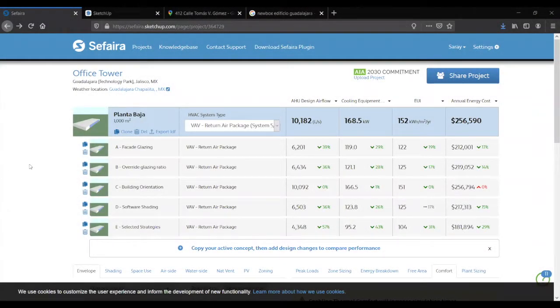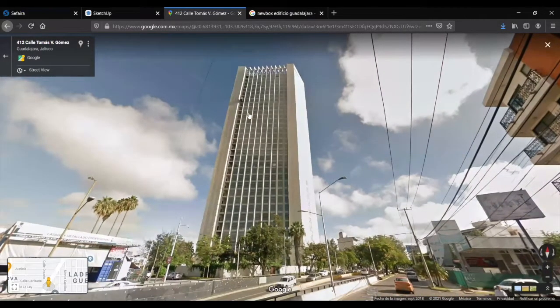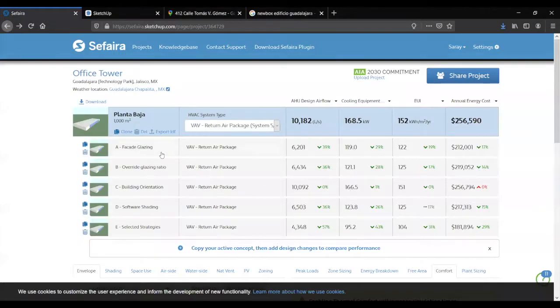Hello everyone, this is Ephira, the online page in which you can simulate your building and see how efficient it is in terms of costs and energy consumption. In this case, we upload a model of a floor that is in real life, in Guadalajara, to see how efficient it is and how the strategies will make it even more efficient.